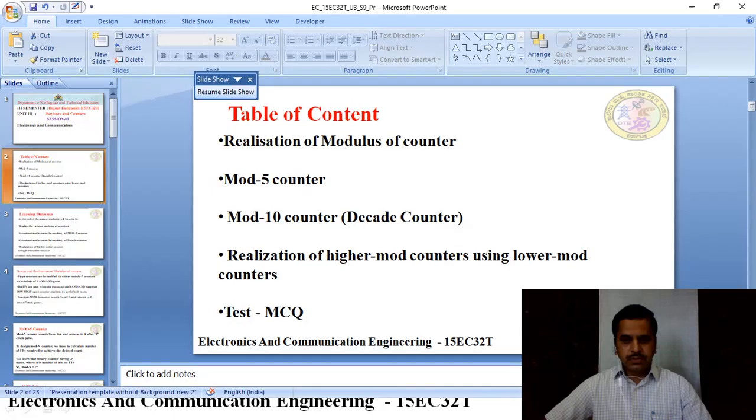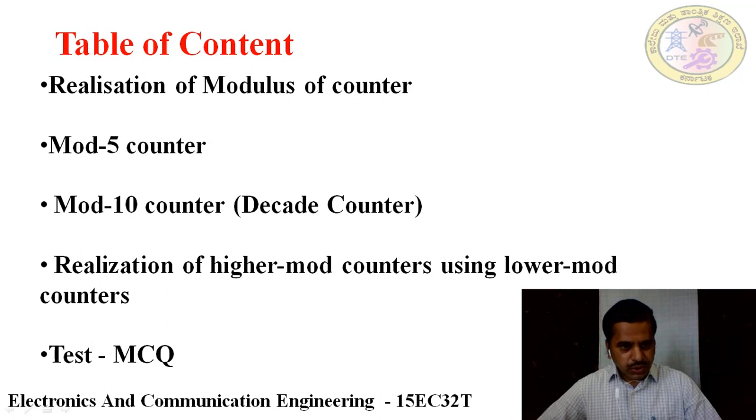In the previous session we discussed synchronous and asynchronous counters, including 2-bit, 3-bit, 4-bit up counters and down counters, and we also studied the merits and demerits of both counters. Today I am going to discuss realization of modulus counters, mod 5 counter, decade counter, and realization of higher order counters using lower order counters. At the end we have a small MCQ test.